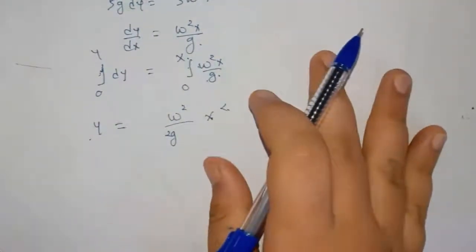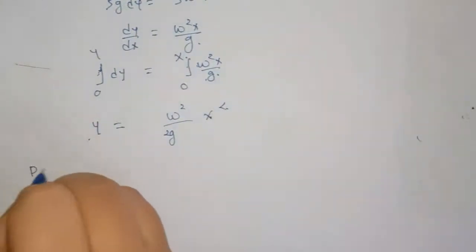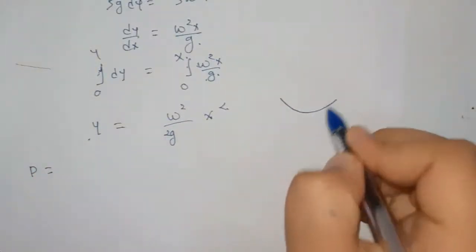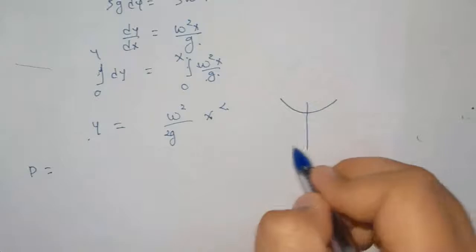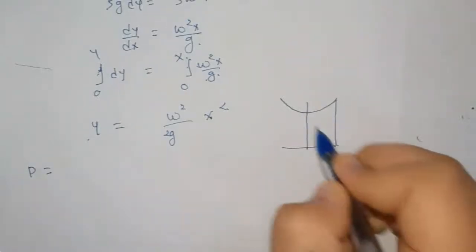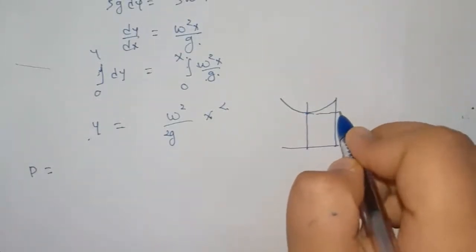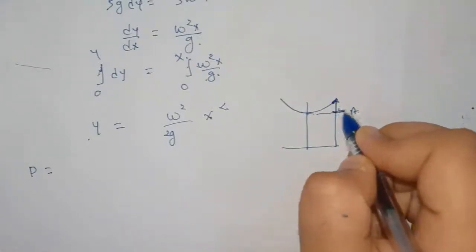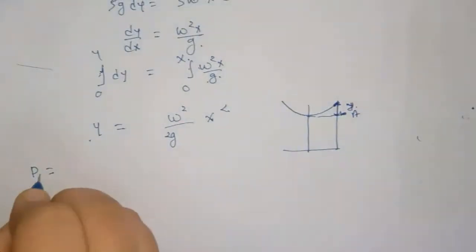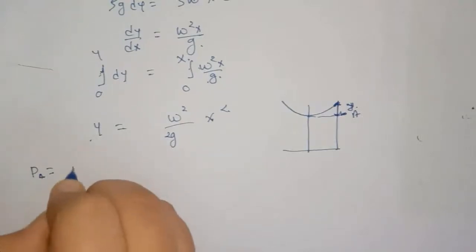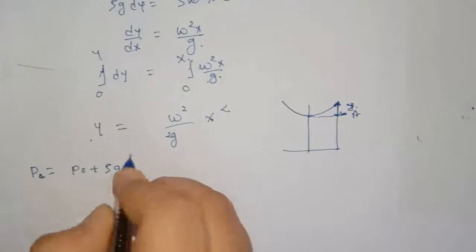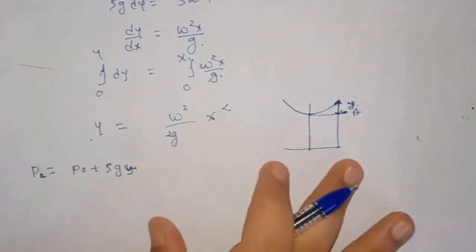Now pressure at point A, let's say this is parabolic shape, this is point A and this height is y. So pressure at point A is P naught plus rho g y, which can also be integrated.